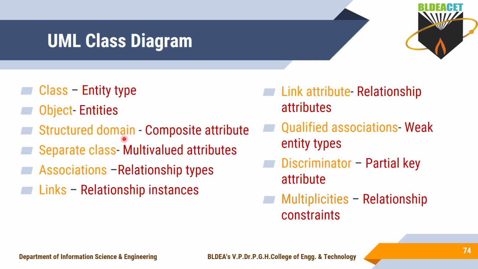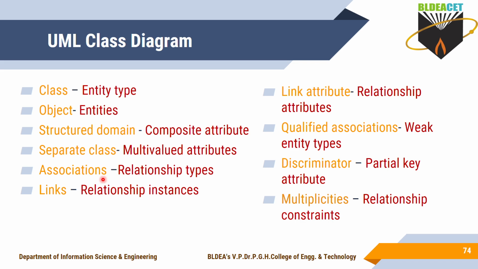And structured domain. You use that word for which type of attributes? Composite attributes. Composite attributes means what? Attributes which you can further divide into sub attributes. Those attributes are called a structured domain here. For multi-valued attributes, which hold multiple values, you represent those attributes as a separate class here. If any attribute is multiple-valued, you represent it as a separate class.